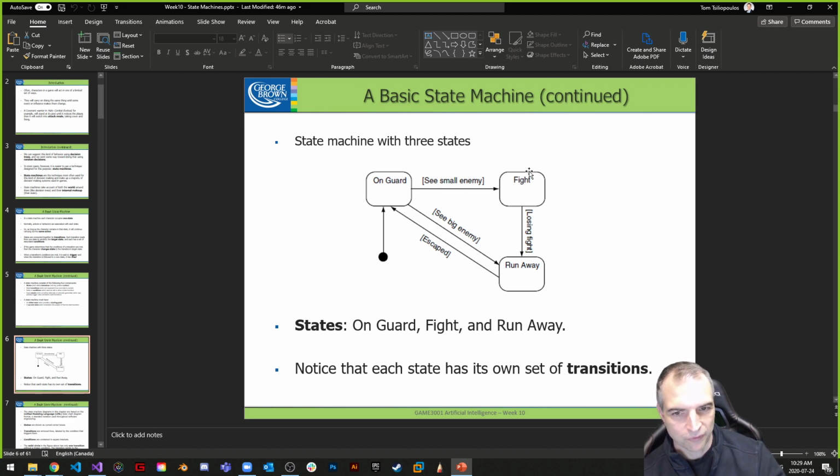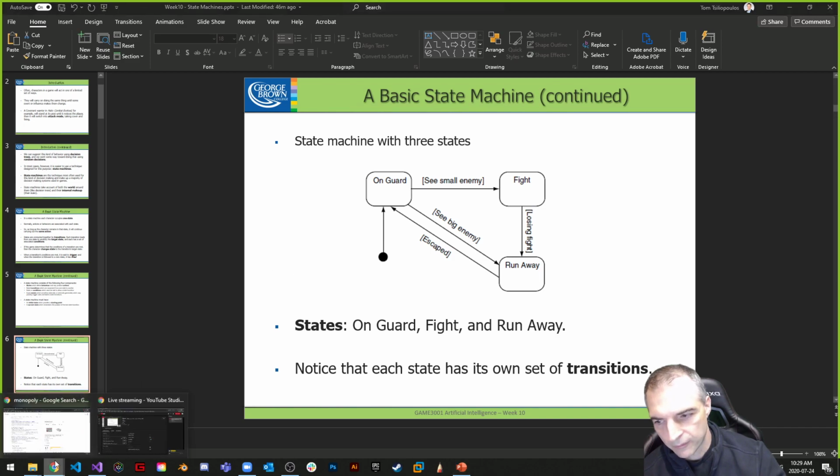So here's something. What if when I fight the enemy, I defeat them? What happens then? This is not defined in this state machine. Okay, I'm just saying. Maybe you'd want to have a more complex state machine where it says, okay, defeated the enemy, then, hey, let's go back to being on guard again.